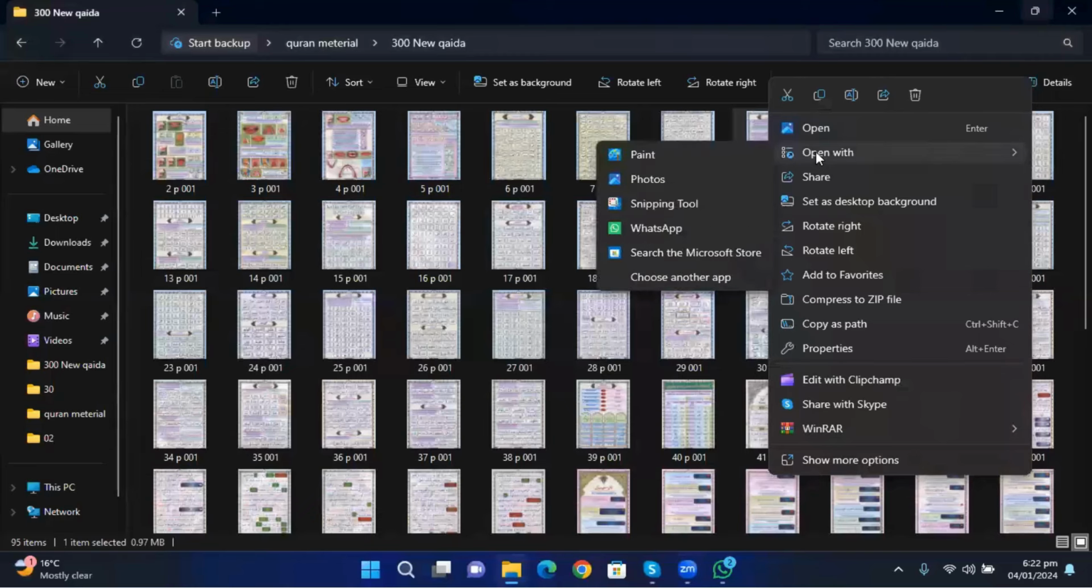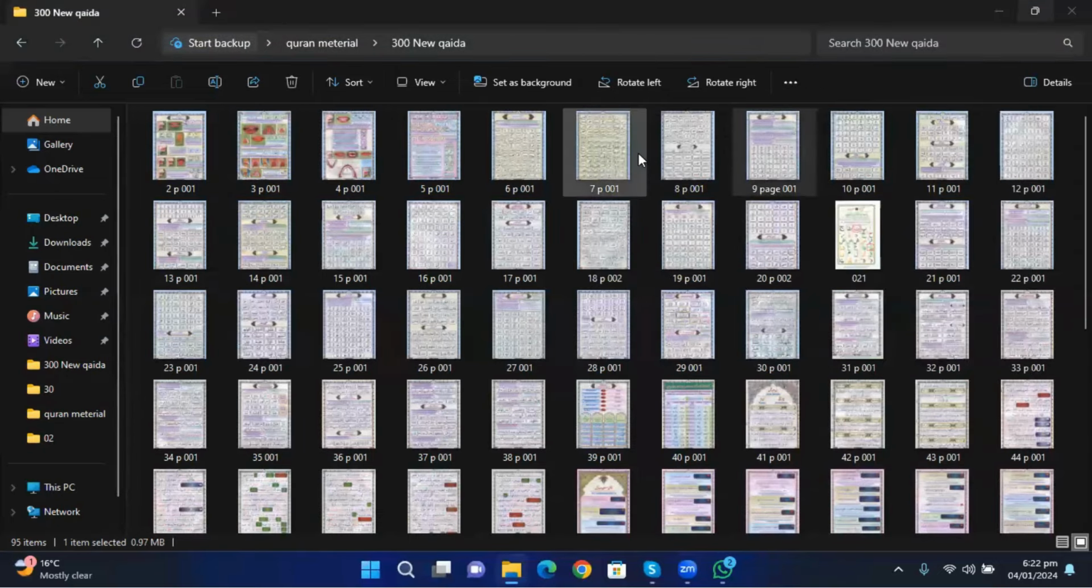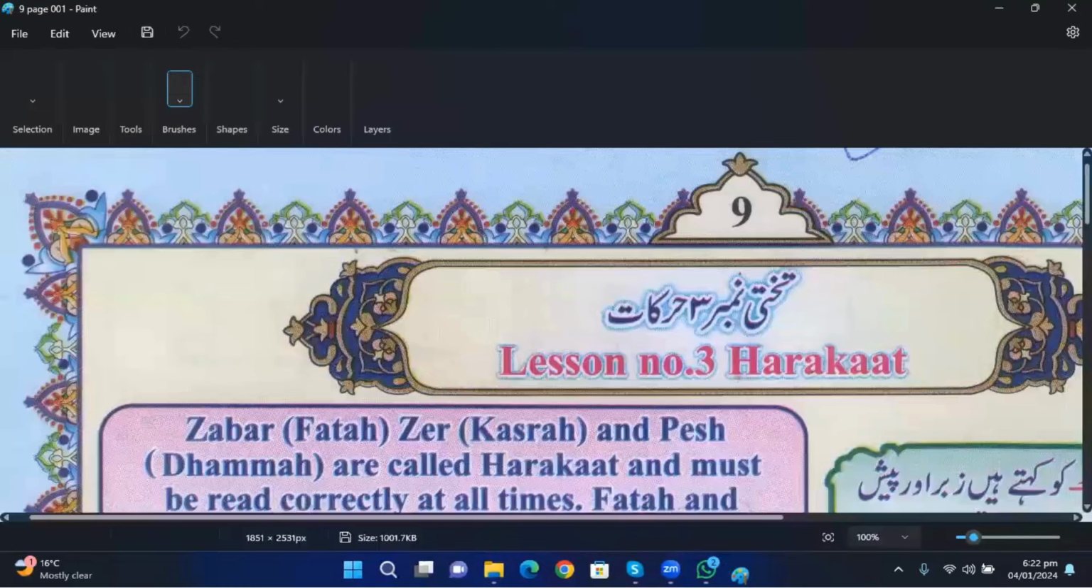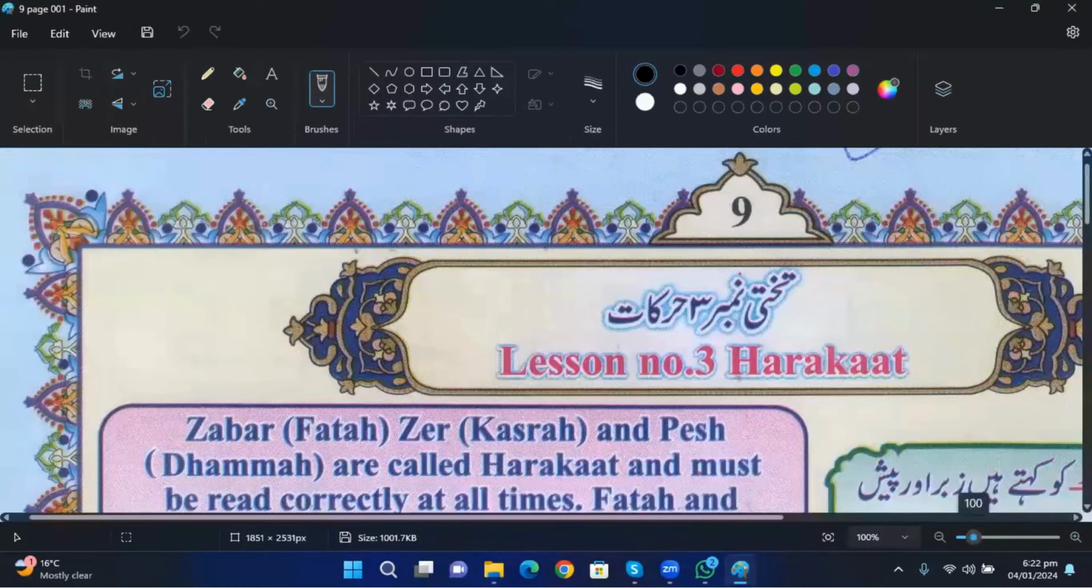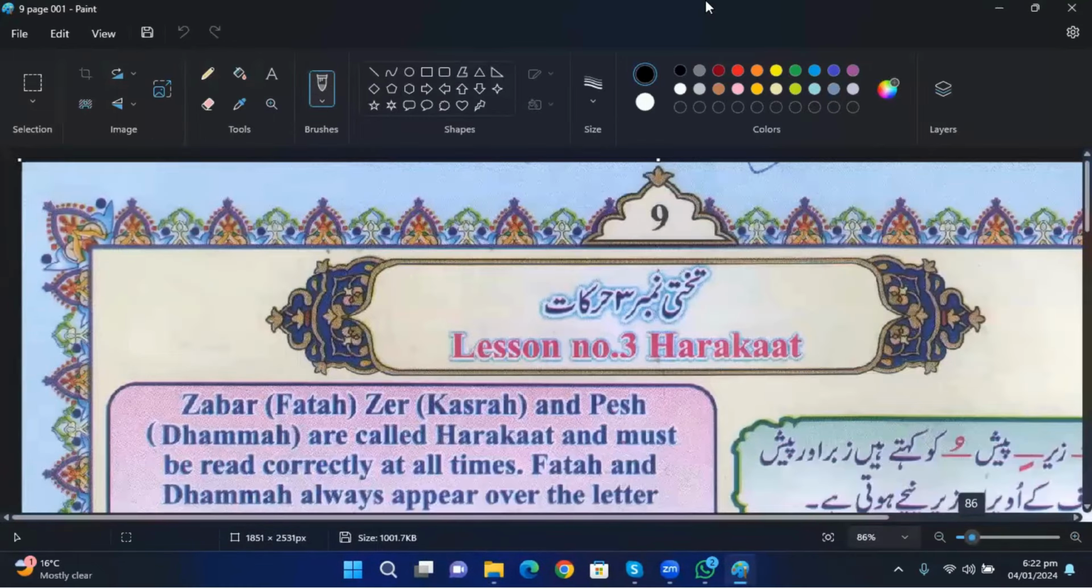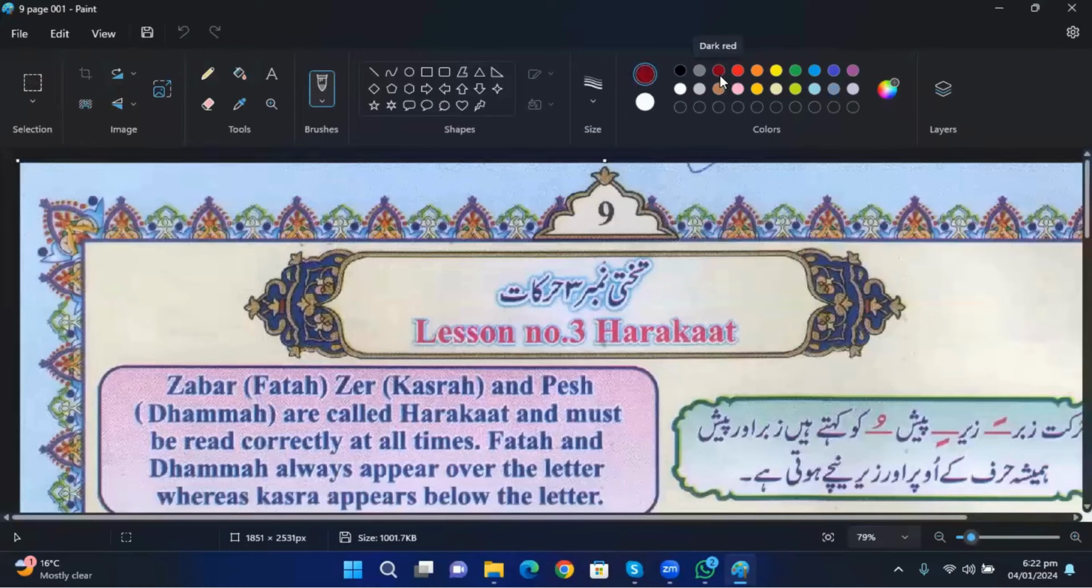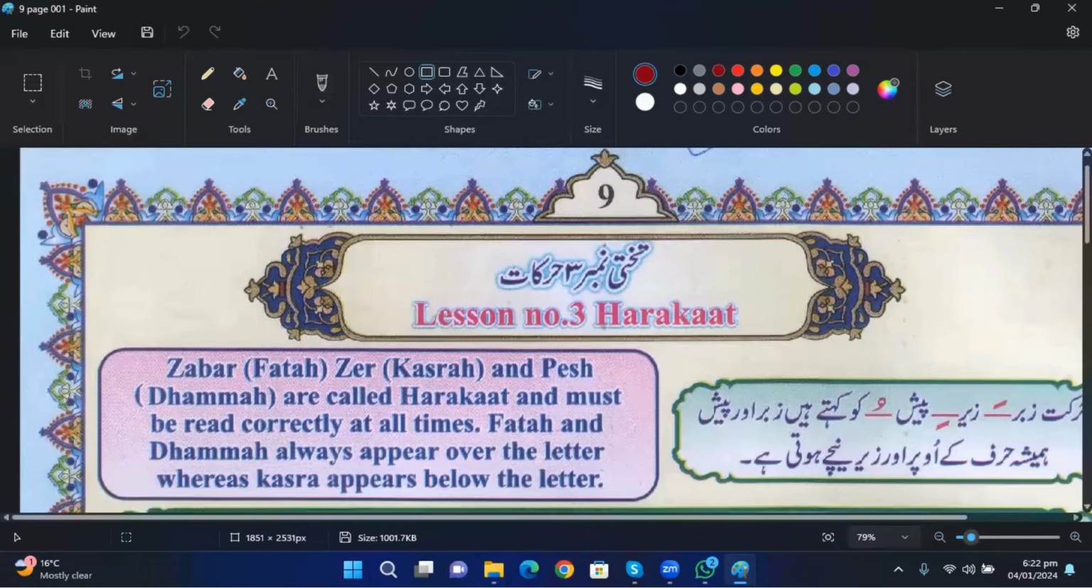So we are going to start from page number 8, and the topic is about harakat. First of all, we will open the page on Paint. Here you can select the color. You can ask your student which is their favorite color. Then you can select the color. Then you can select any shape from here. And then we can start here.